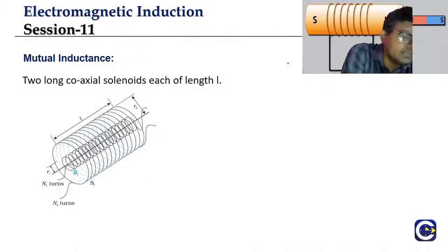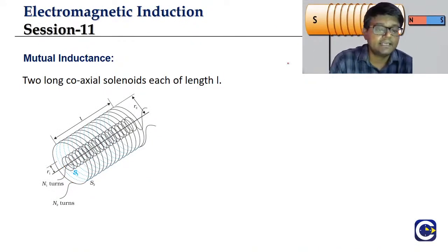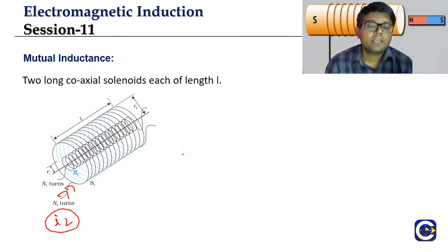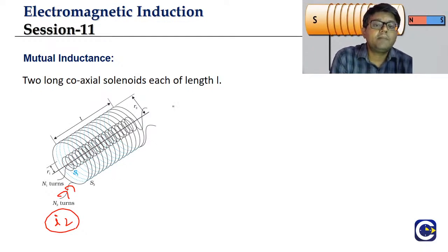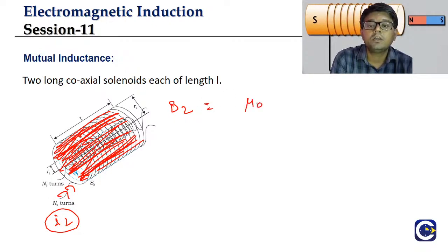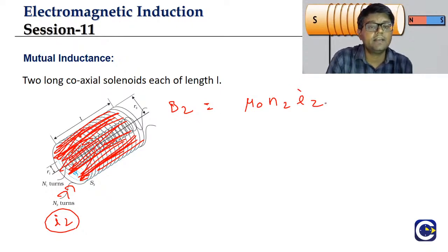Okay. Similarly, let us look at the second case. We'll pass current I2 through the second coil, the outer coil. Now when you pass current I2 through the outer coil, it will develop magnetic field in the entire region. Look at it, the outer coil is the bigger one, so it will develop magnetic field everywhere. What is the magnetic field value? B2 is equal to mu naught into N2 into I2. Correct? That is the magnetic field developed by the outer coil.